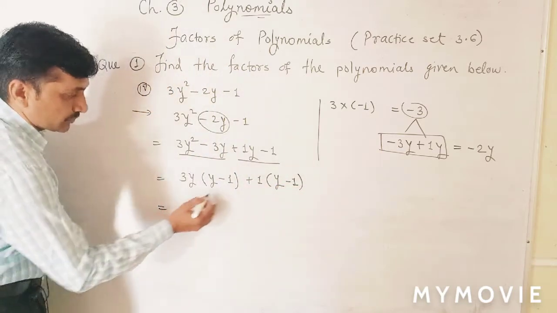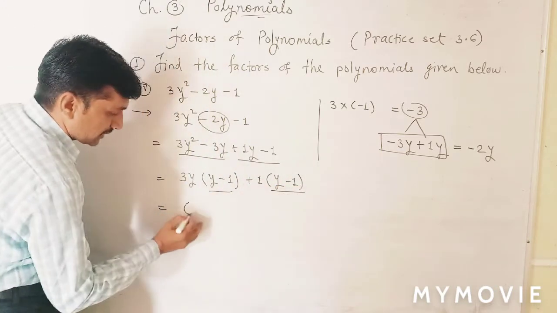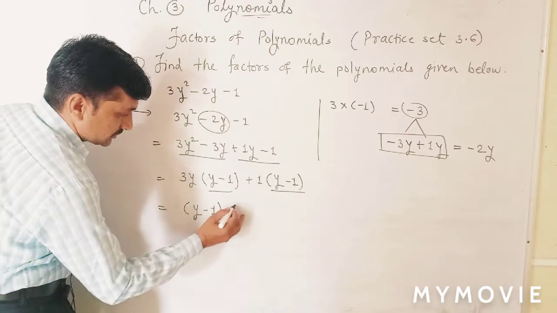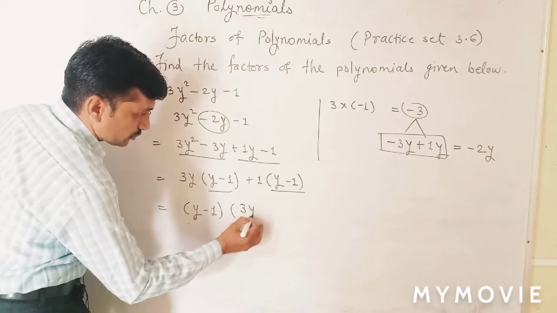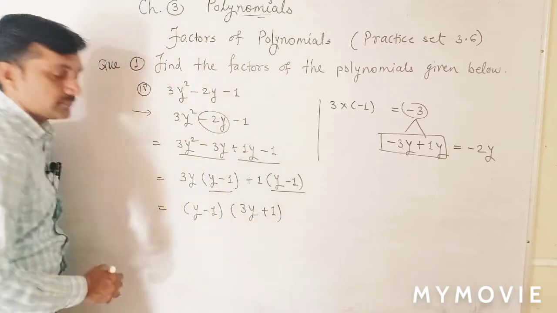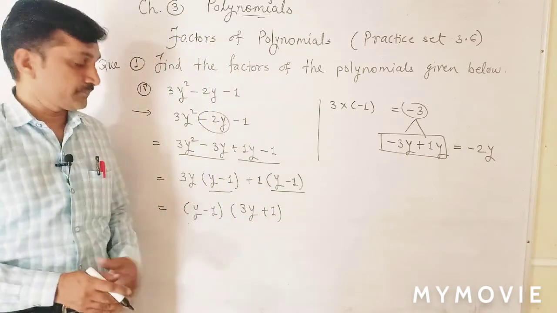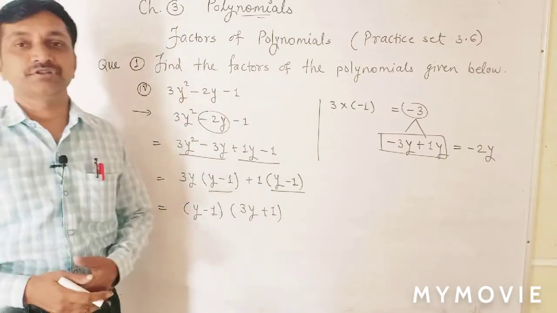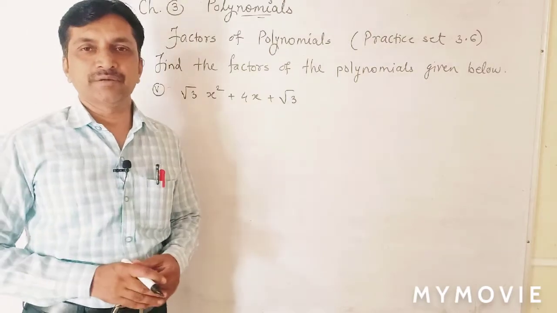Last step, what is the common bracket? y minus 1 is the common bracket and uncommon is 3y plus 1. Uncommon we have to write in the second bracket. These are the factors of this polynomial. Example number 5.